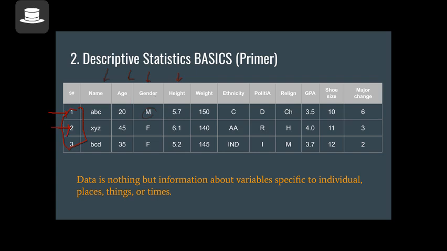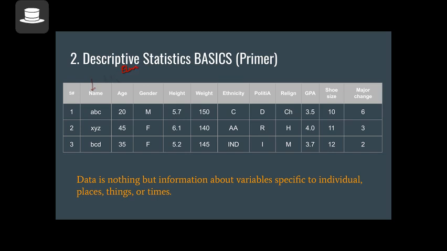So having said that, variables can be classified into two types. Let me repeat. The information that these variables carry can be categorized into two different kinds. One is qualitative information. The other one is quantitative information.